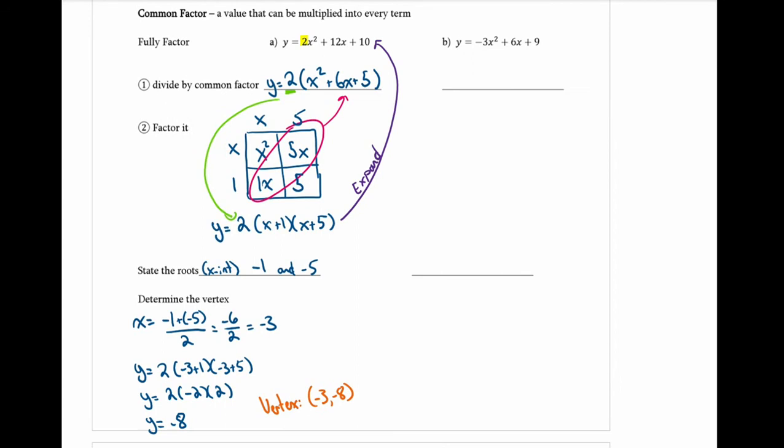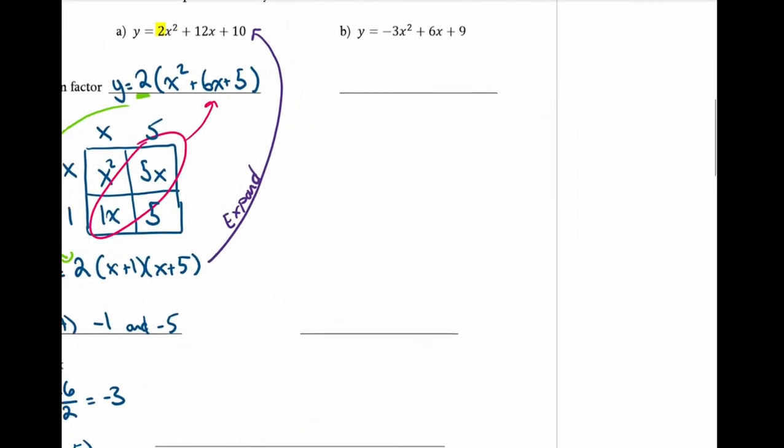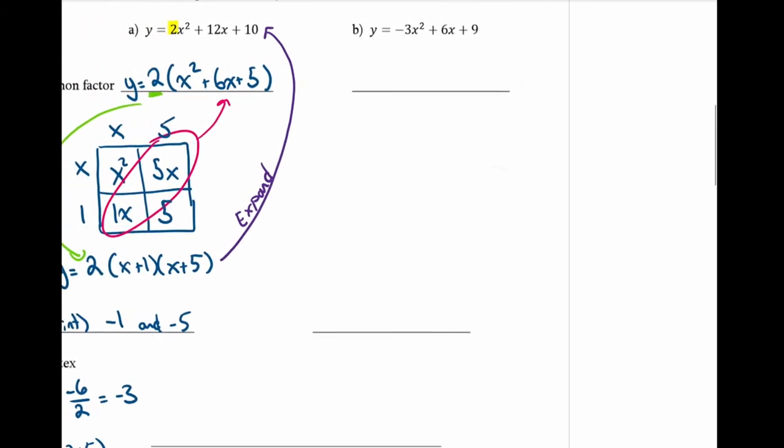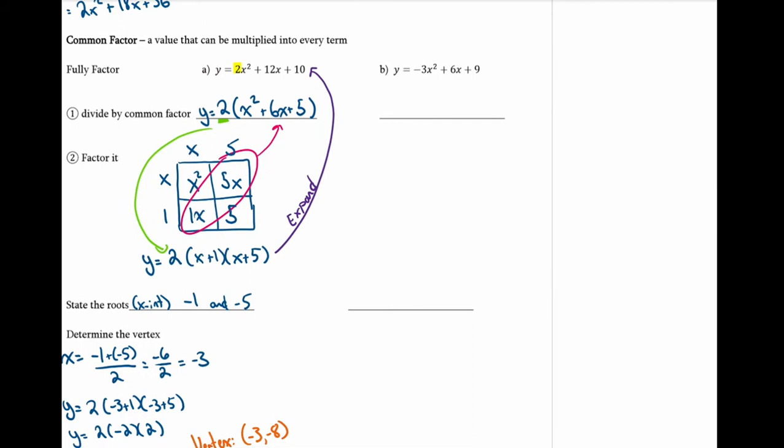We're going to do one more example, example B, and I'm going to do this in the product and sum method. So the first step, though, I need to divide out that common factor. In this case, that common factor is going to be the value in front of the x squared, which is -3. So y equals -3 out front, and then inside my bracket, every term is going to get divided by -3. So the first term will be x squared, 6x divided by -3 is -2x, and +9 divided by -3 is -3.